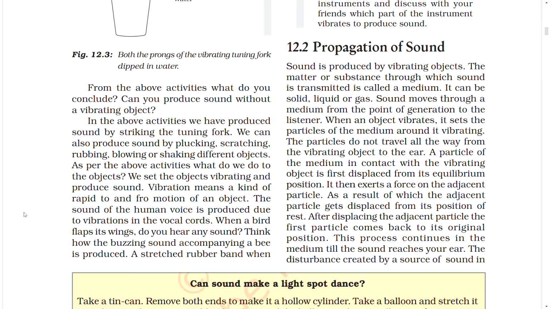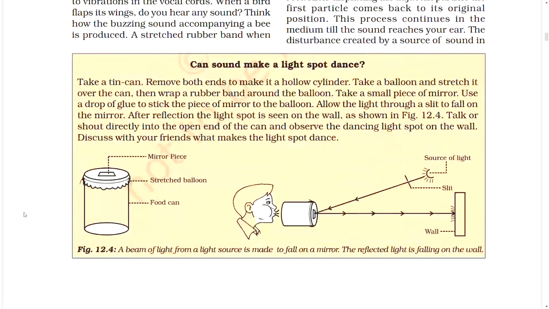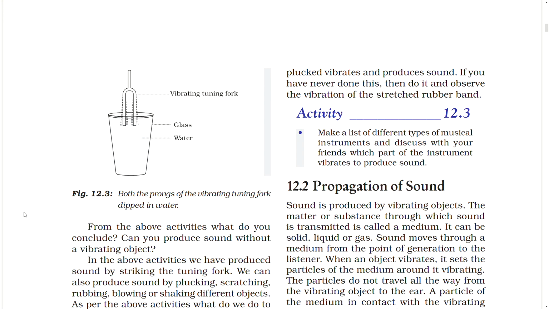The sound of the human voice is produced due to vibrations in the vocal cords. When a bird flaps its wings, do you hear any sound? Think how the buzzing sound accompanying a bee is produced. A stretched rubber band, when plucked, vibrates and produces sound. If you have never done this, then do it and observe the vibration of the stretched rubber band. Activity 12.3. Do this. Make a list of different types of musical instruments and discuss with your friends which part of the instrument vibrates to produce sound.